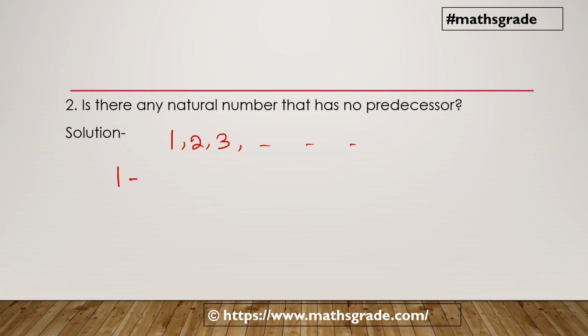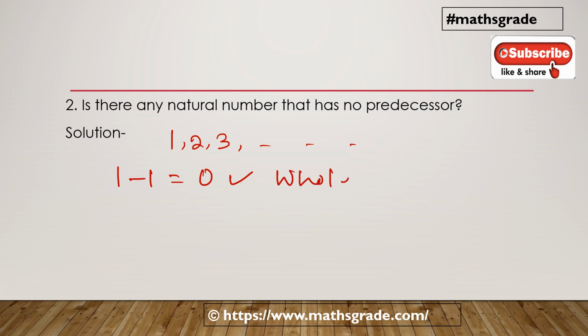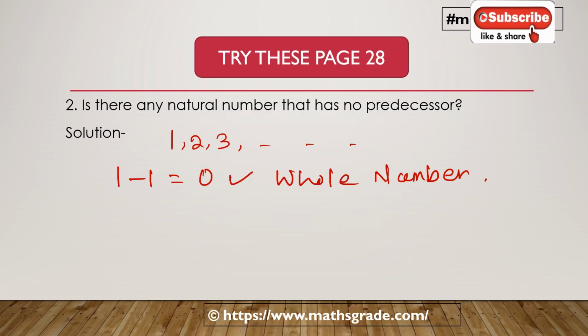If we subtract 1 from 1, we get 0. So the predecessor of the natural number 1 is 1 minus 1, that is 0. And 0 is a whole number. 0 is not a natural number. So the natural number 1 has the predecessor 0, which is not a natural number. 0 is a whole number. So the natural number 1 has no predecessor.